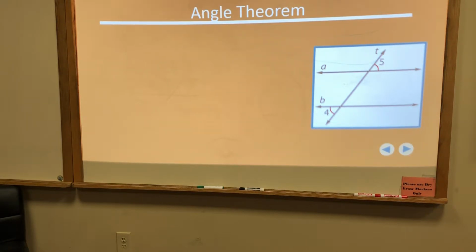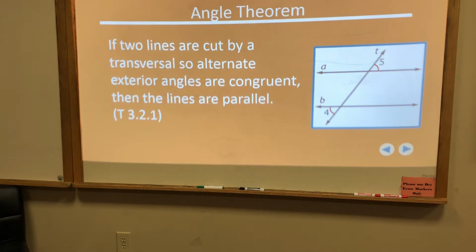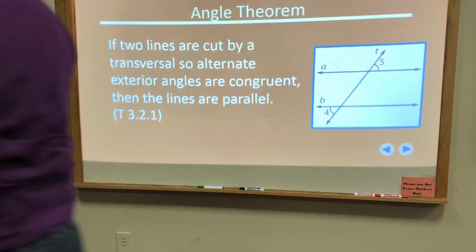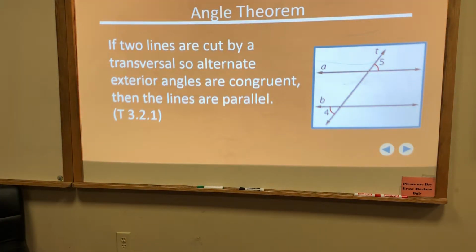So what would the converse of that statement be? The initial statement was if they were parallel, then they would be congruent. So what's the converse of that statement, Ian? The converse would be, exactly, just the opposite. If the exterior angles are congruent, then the lines will be parallel. So it's just the opposite. It's saying it two ways. You can say it both ways.